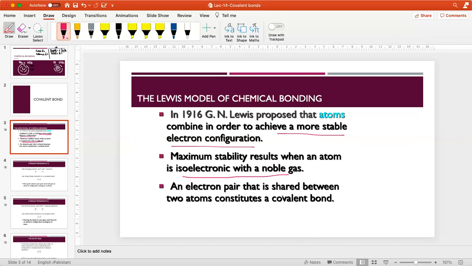An electron pair that is shared between 2 atoms constitutes a covalent bond. The idea of the covalent bond is based on the sharing of electrons. If 2 atoms come close enough, they share their electrons. In doing so, they get the isoelectronic configuration with the noble gas. So this is the main idea of the covalent bond.